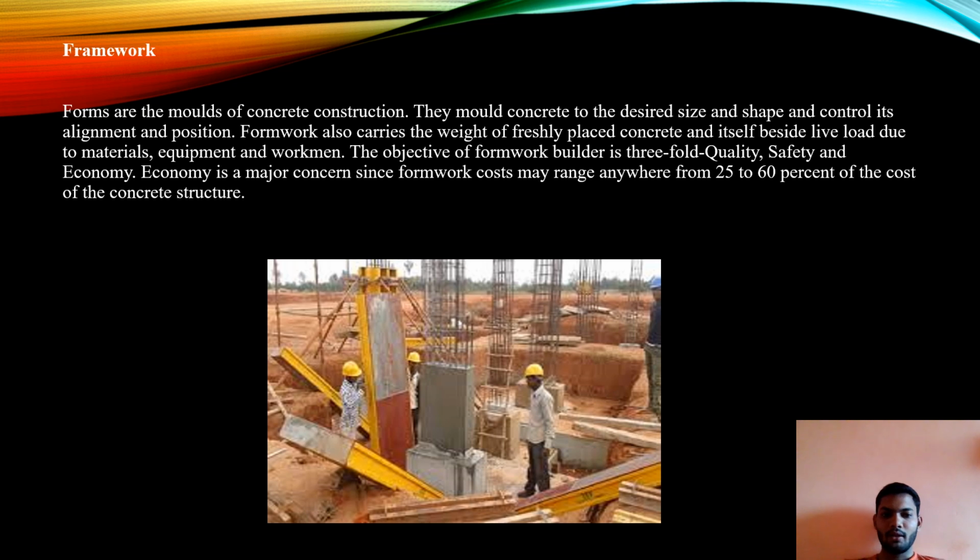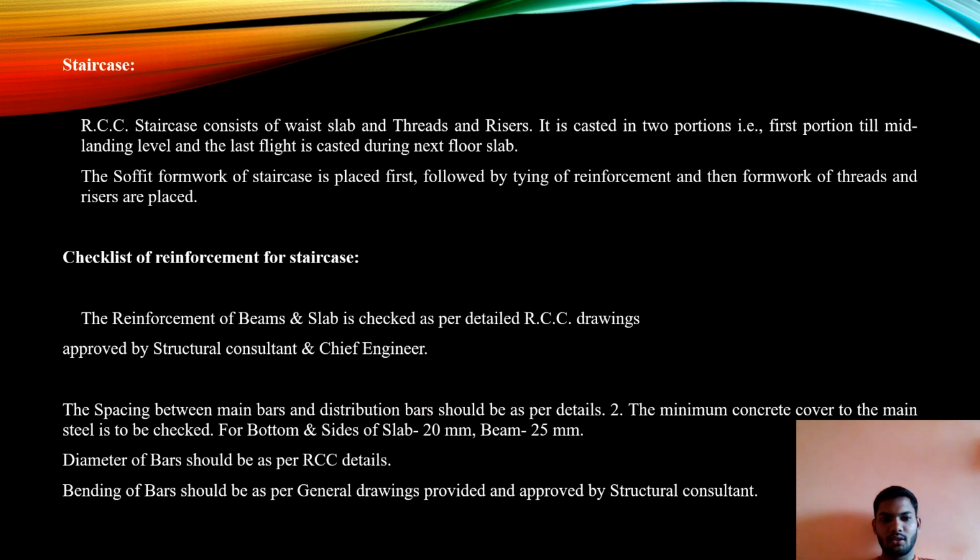Economy is the major concern, since the formwork cost may range anywhere from 25 to 60% of the cost of the construction structure. Staircase: an RCC staircase consists of the waist slab, treads and risers. It is cast in two portions. The first portion is cast up to the still landing level. During the next floor slab, the soffit of the formwork structure is placed first, followed by tying of reinforcement and formwork of the treads and risers.